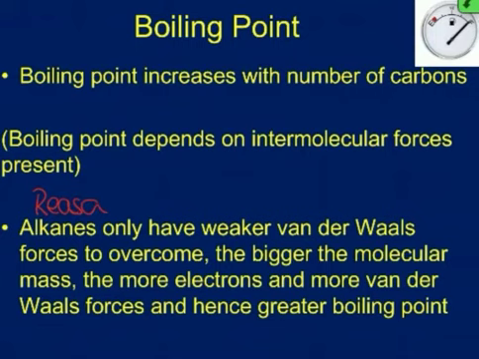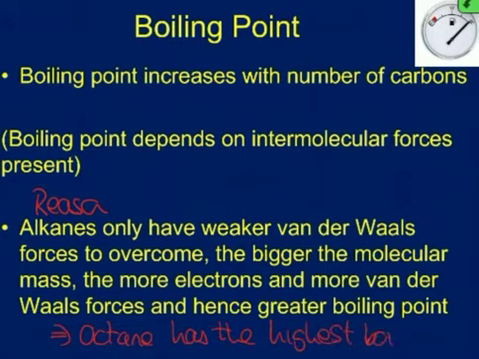So again, alkanes only have the weaker van der Waals to overcome. The bigger the molecule, the more electrons and more van der Waals forces, and then you'll have a greater boiling point. So for the ones we did today, octane has the highest boiling point because it's the biggest molecule. It has the most electrons, it will have the most van der Waals. Highest boiling point.